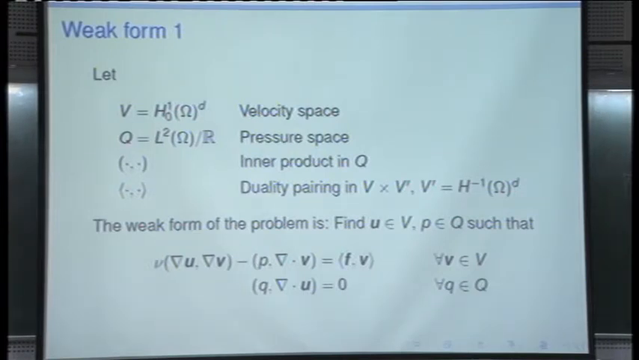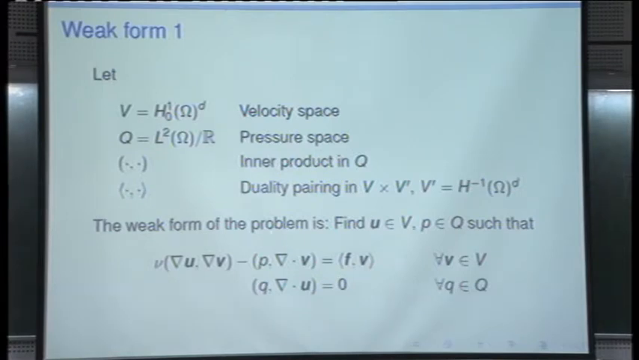I explained that yesterday. I use the parentheses for the inner product in Q, so in L2, and the angle brackets to denote the duality pairing. That means nothing but the integral. For example, if v is an H1 function, f can be in the dual of H1, which is H minus 1. And that is only the integral.